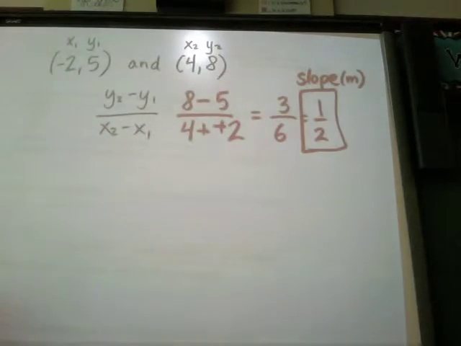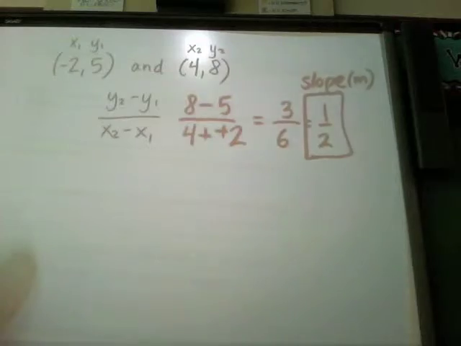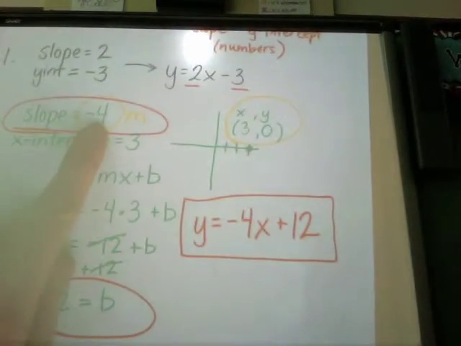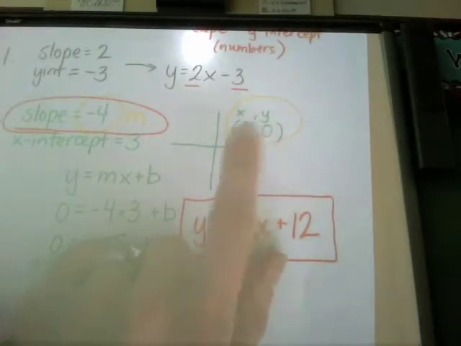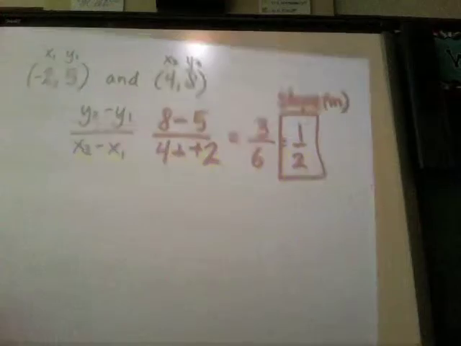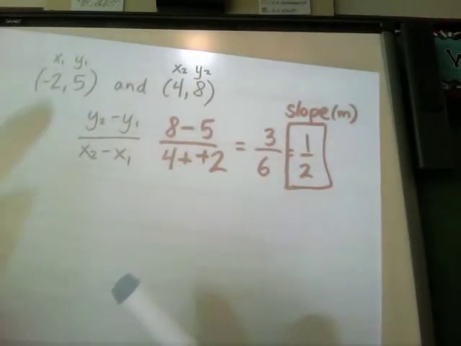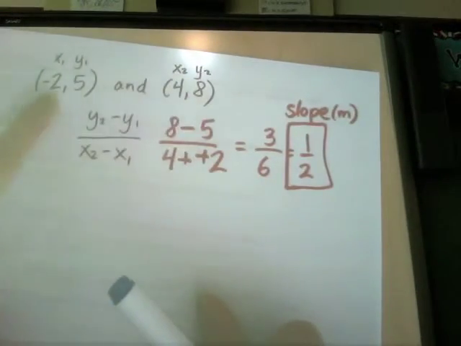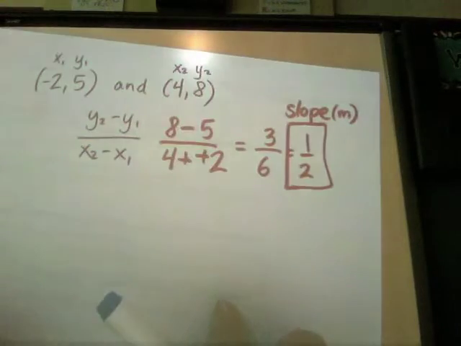Okay, now the next step is we have to find the b. Here's what we're going to do. On the last one, let me just pull up that last sheet real quick. Notice what we did here. We had the slope, and we had an xy pair that we plugged in. Here, I've got the slope, and I have 2 choices for an xy pair to plug in. I just need to pick one. It doesn't matter which one.